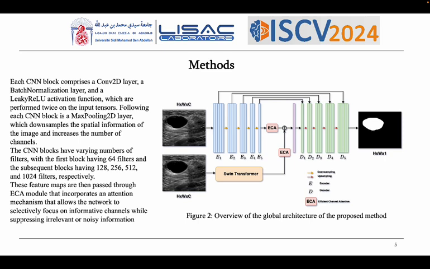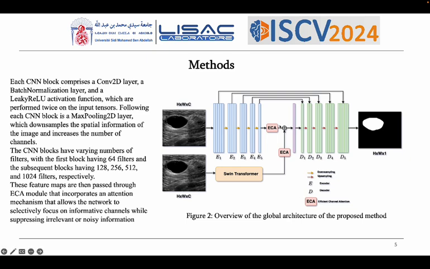so that after we extract the feature maps simultaneously using the first encoder and the second encoder, we are going to have feature maps. These feature maps are then passed through the ECA module, and ECA stands for efficient channel attention. It incorporates an attention mechanism that allows the network to selectively focus on informative channels while suppressing irrelevant or noisy information. I will be giving more details about this module in a later slide.